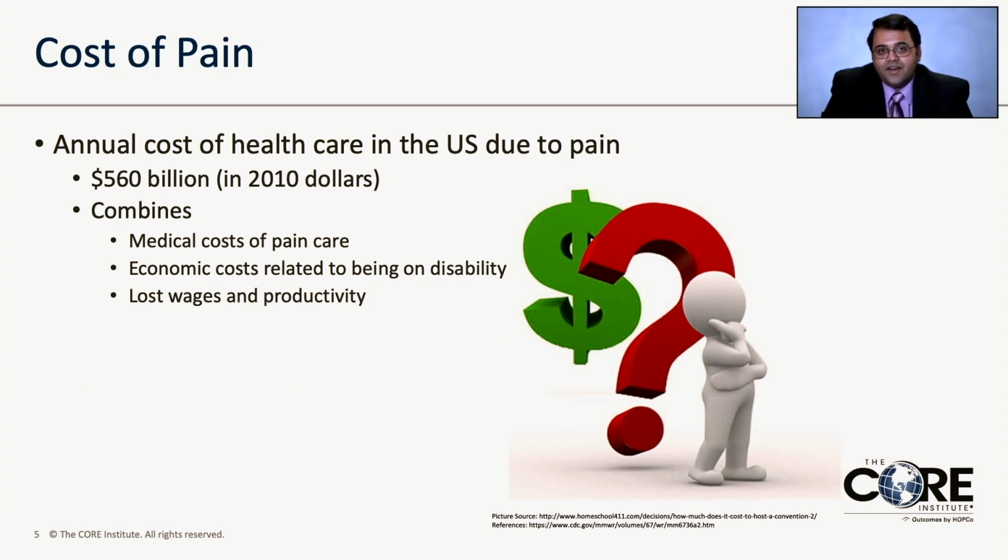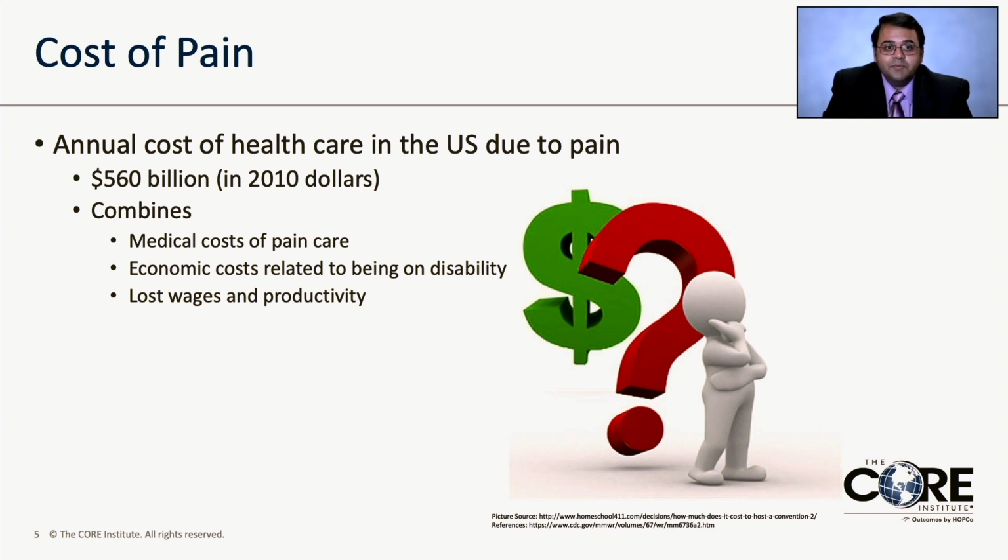So how much does this cost our society? Now, there's a study that was done back in 2010, and so we're looking at 2010 dollars, meaning the value of dollars back in 2010. It cost the U.S. economy approximately $560 billion that year because of chronic pain. And this is not even worldwide, this is just the U.S.